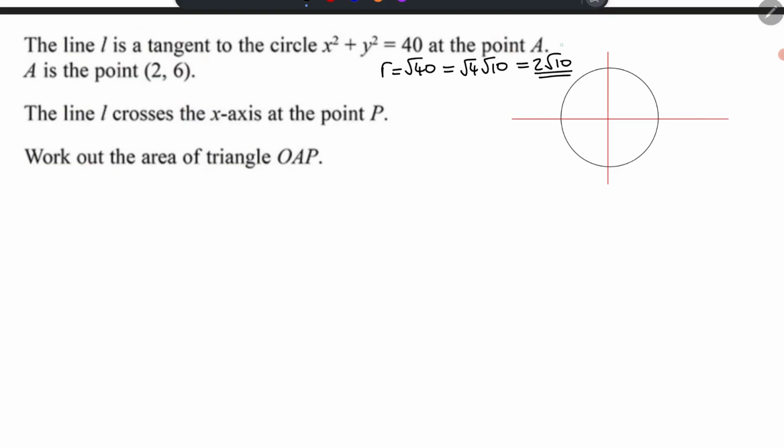And at point A, there's a tangent. So there's a tangent to the circle at point A, and A is 2, 6. That's the coordinates of that tangent. So that's telling you that you're going to go some space along and then somewhere up. So it doesn't actually matter if you do it here or here or here. It's just in this quadrant. So I'm just going to label that 2, 6.